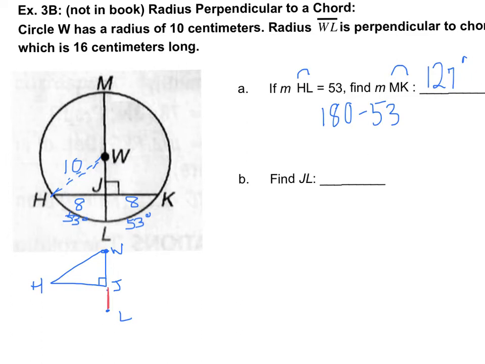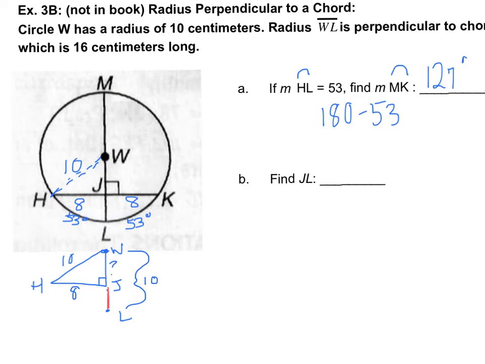So since the radius is 10, and notice the radius could go from W to H here, or it could also go from W all the way down to L. And so this whole distance right here also has to be 10. That's an important thing to remember. But now we've got some labels. We know HJ is 8, like we said, with the bisected chord, and we've got our radius is 10. So I think what we need to start looking for is WJ.